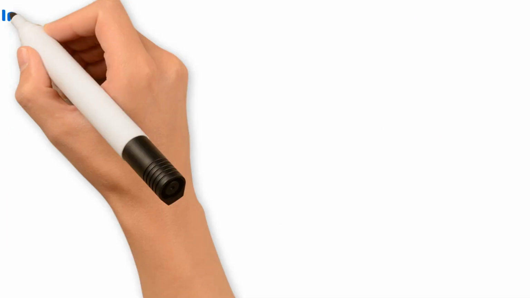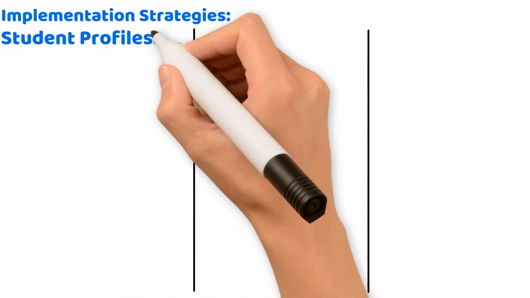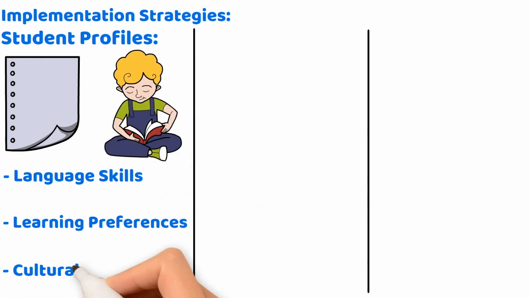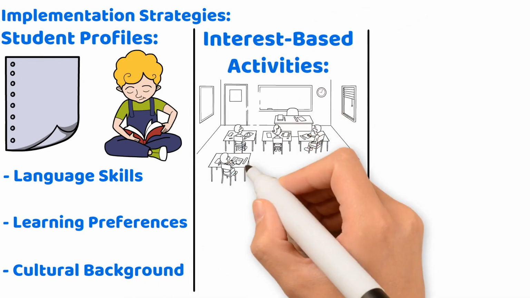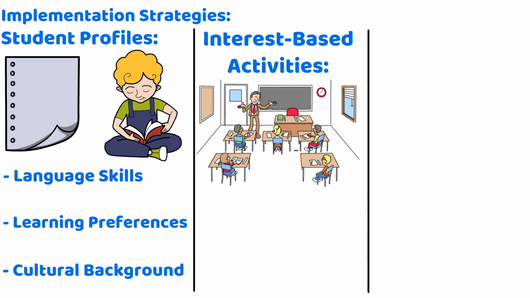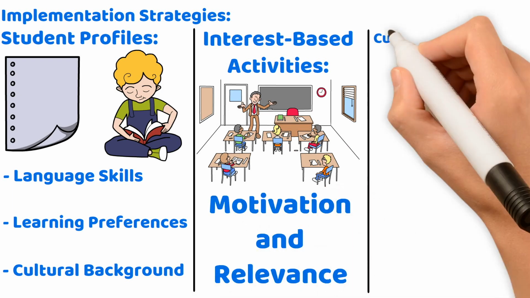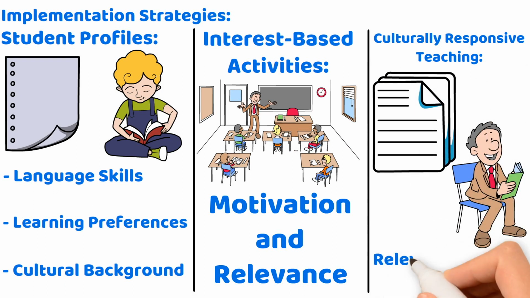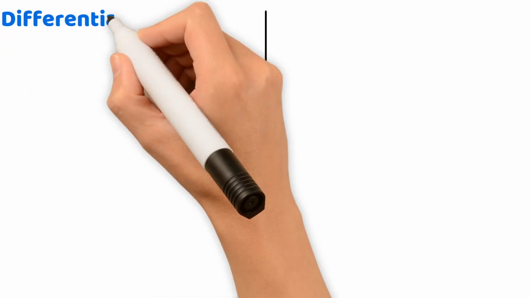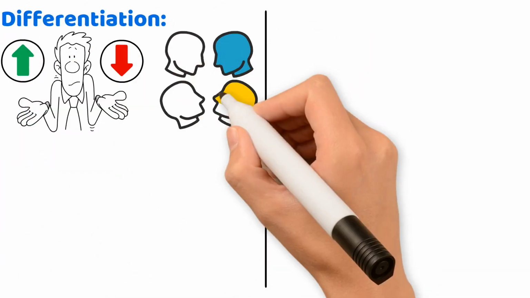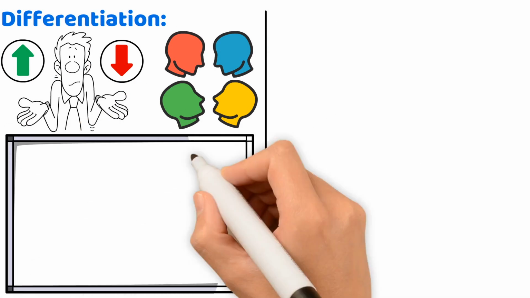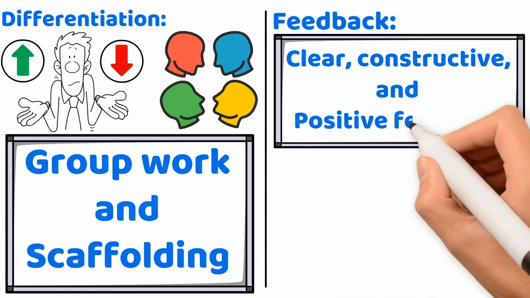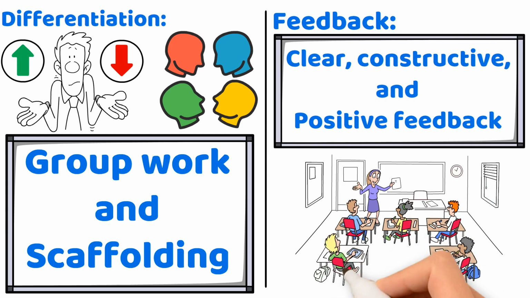Implementation strategies. Student profiles. Maintain detailed records of each student's language skills, learning preferences, and cultural background. Interest-based activities. Engage students by incorporating their interests into language tasks, enhancing motivation and relevance. Culturally responsive teaching. Integrate diverse cultural content into lessons to make learning more relevant and inclusive. Differentiation. Adjust lessons and assessments to accommodate different language levels and learning needs, using strategies like group work and scaffolding. Feedback. Provide clear, constructive, and positive feedback, encouraging self-assessment to help students recognize their progress.